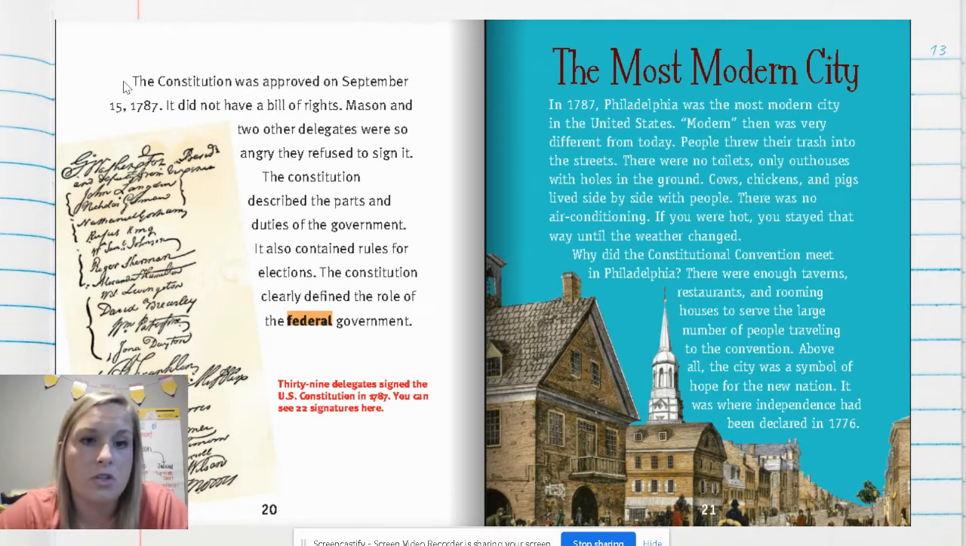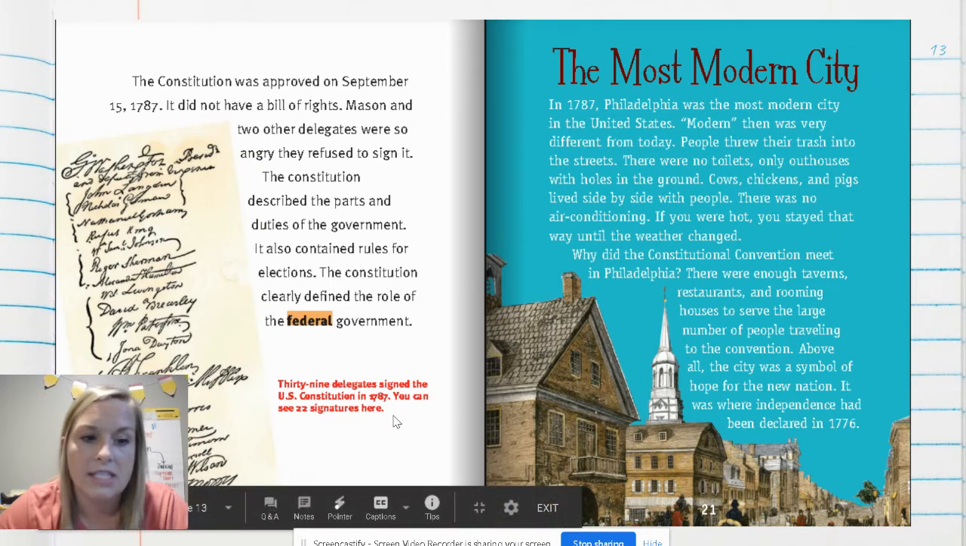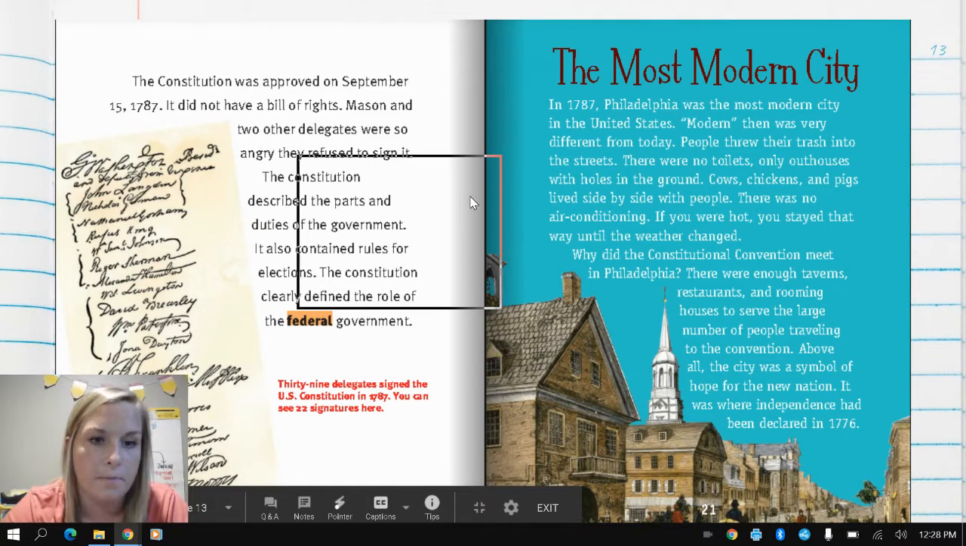The Constitution described the parts and duties of the government. It also contained rules for elections. The Constitution clearly defined the role of the federal government. We talked about that's the biggest government for the United States. It would cover all of the United States. And here it says 39 delegates signed the U.S. Constitution in 1787. You can see the 22 signatures listed there.